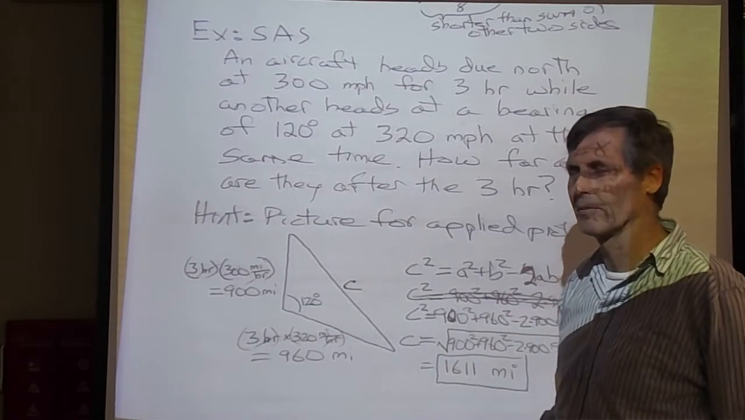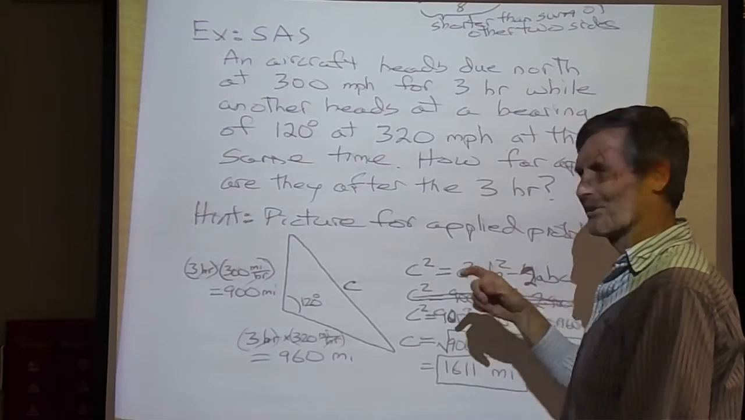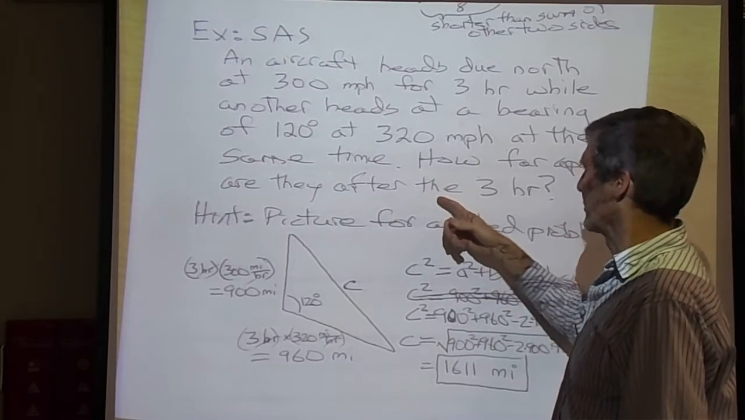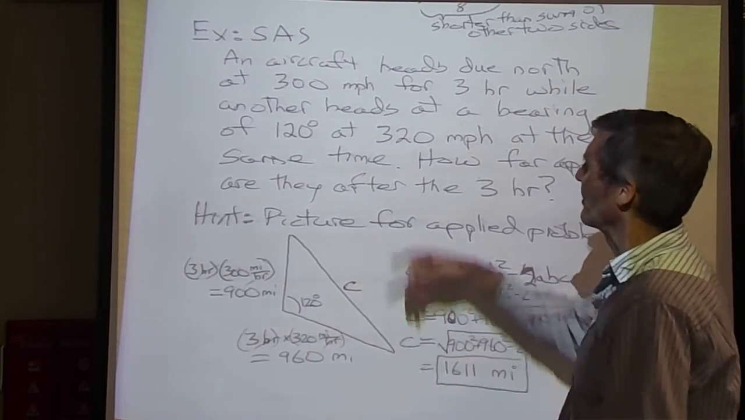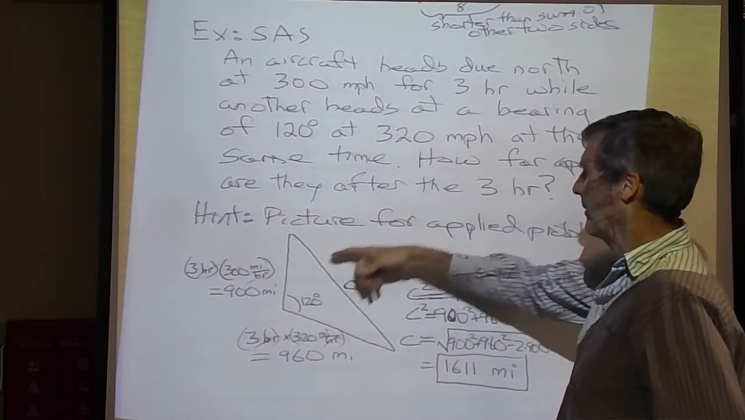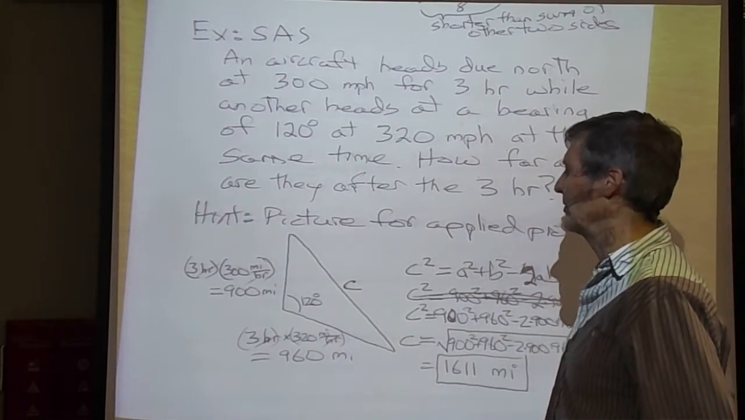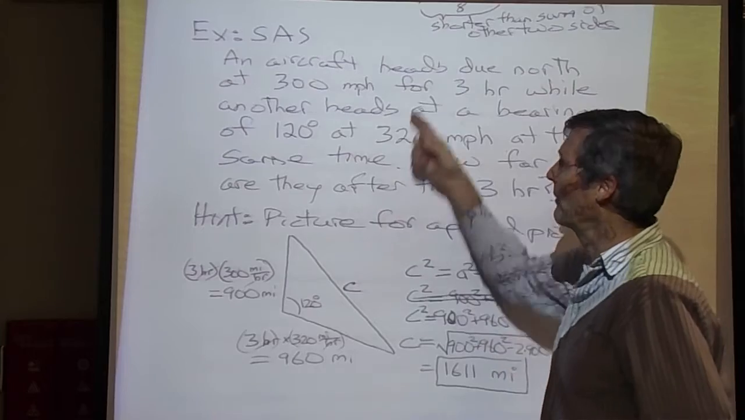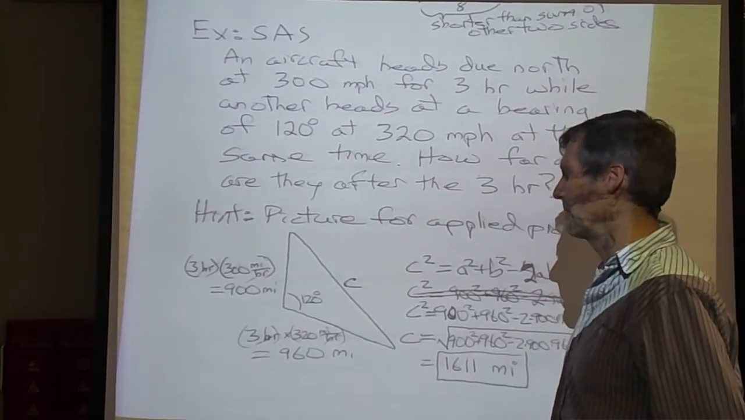This is like that terrible train problem, right, that you always see in algebra, except there are different directions now. The trains head in opposite directions, but here the aircraft have an angle of 120 degrees from each other. Here's the first hint. On these applied problems, always draw a picture, right? Often that gives you an idea what's going on much better.